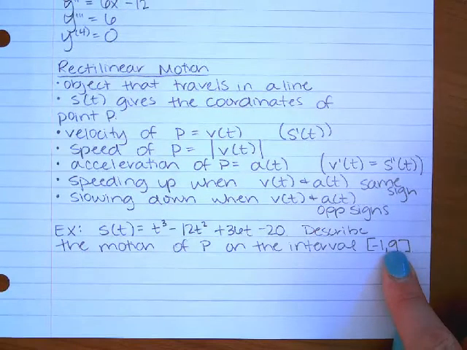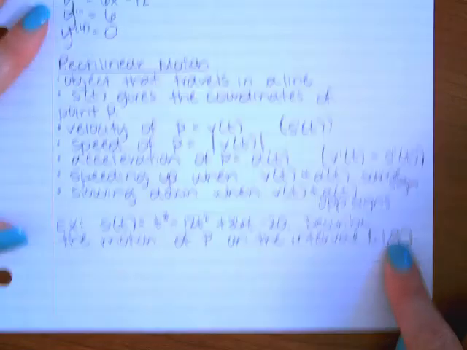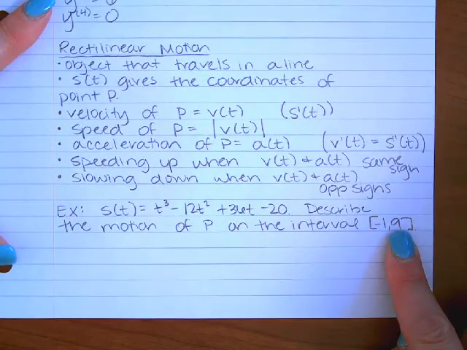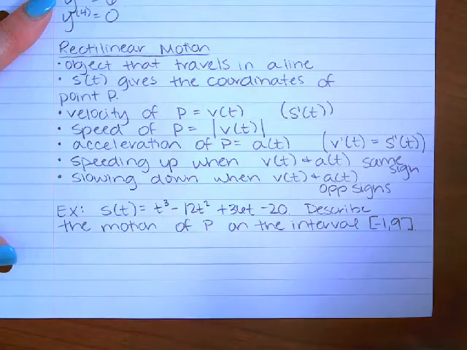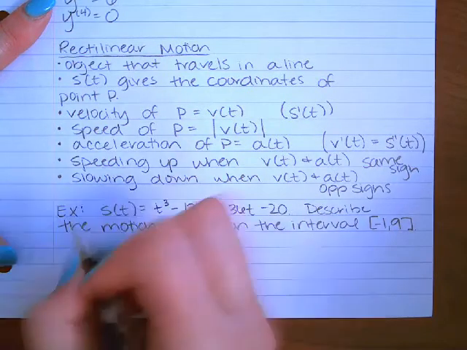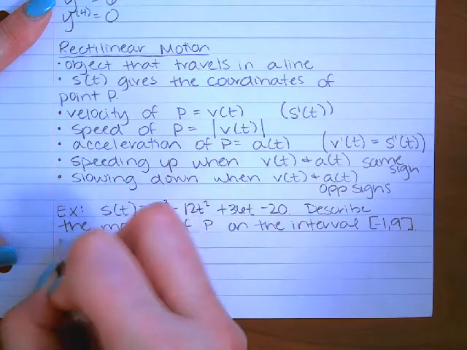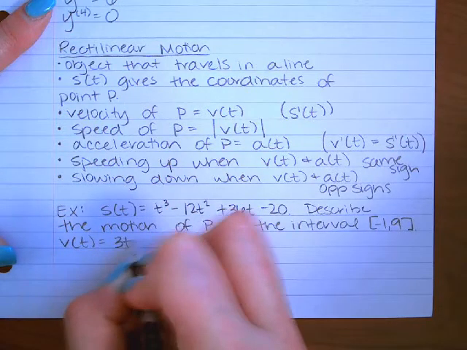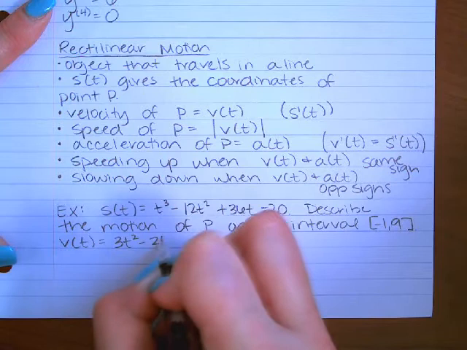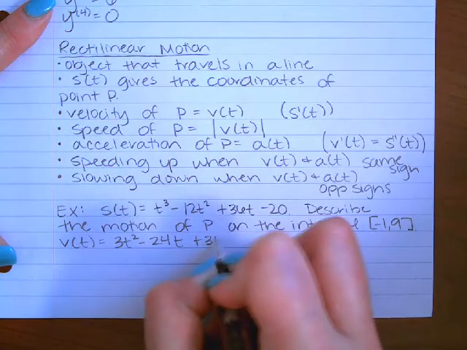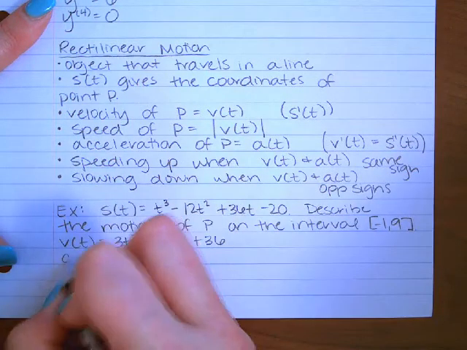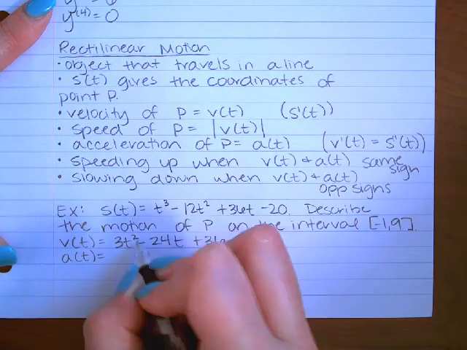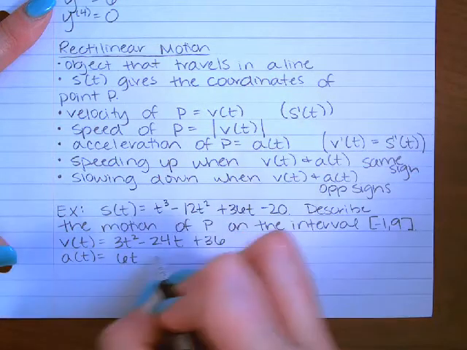minutes or hours. So the first thing I always do in these problems is I figure out what my velocity is and what my acceleration is written as functions. So we have s of t, our velocity equation is going to be 3t squared minus 24t plus 36. A of t is going to be 6t minus 24.